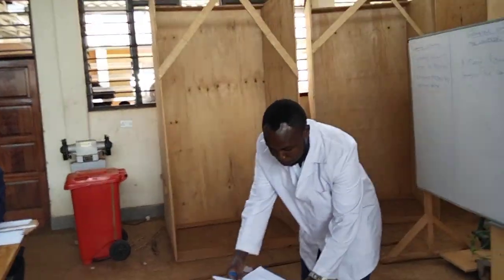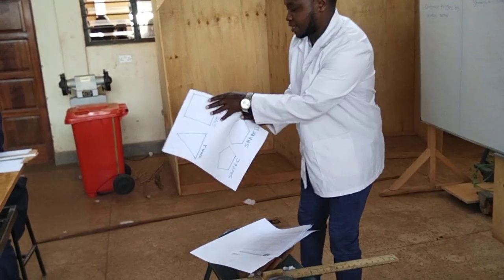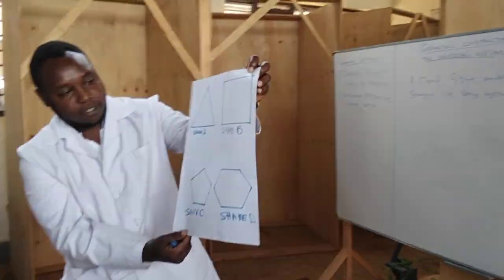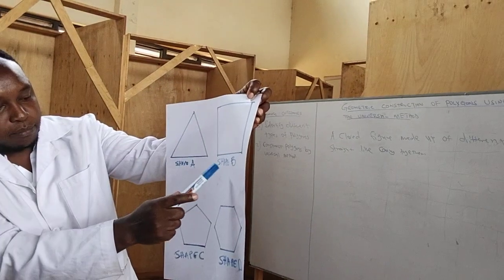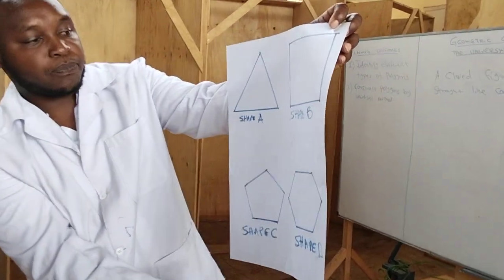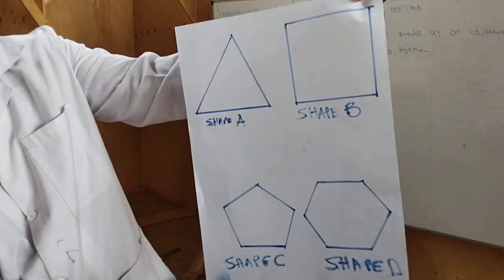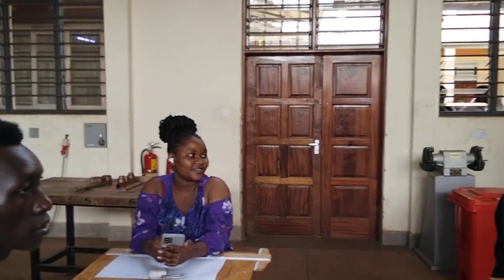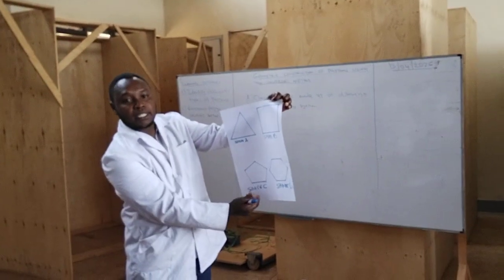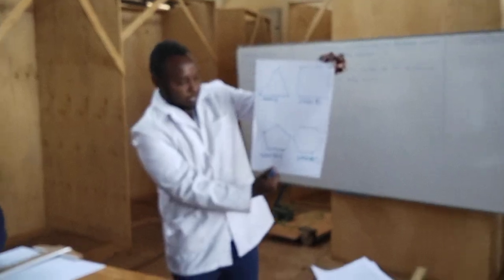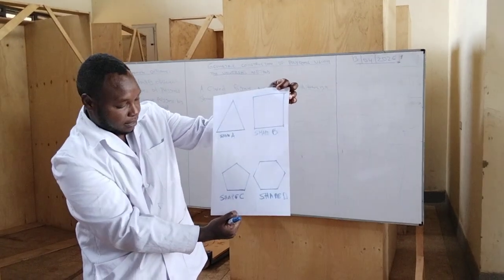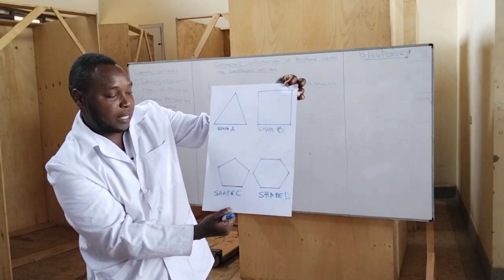So here with me, I want you to identify these types of polygons. So we have shape A, shape B, shape C, and D. So for example, shape A, which type of polygon is this? Yes? It is a triangle. Shape B? Yes, Victor? Square. It is a square. Good. Shape C? Yes, Stephen? It is a pentagon. Very good.